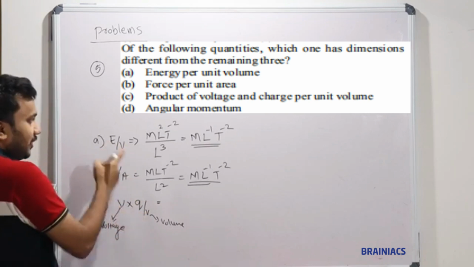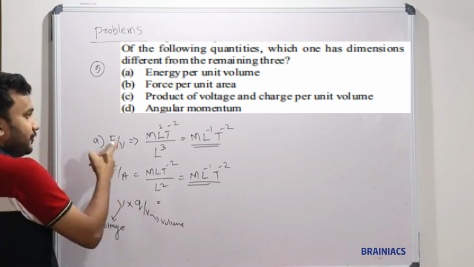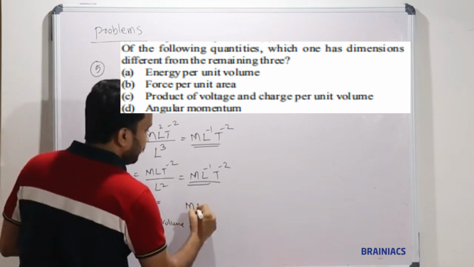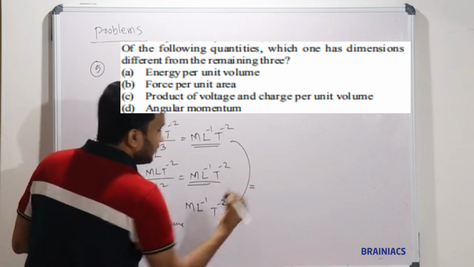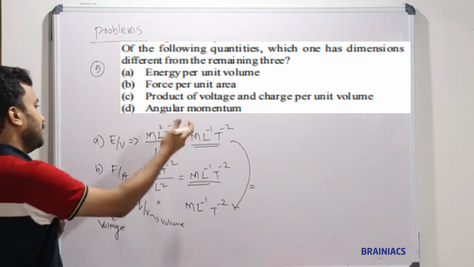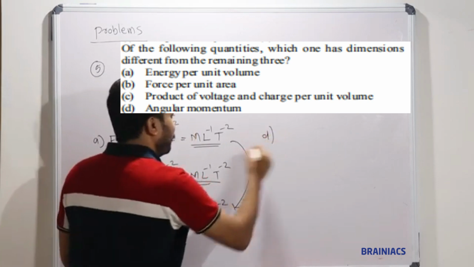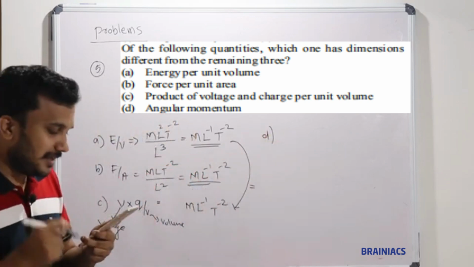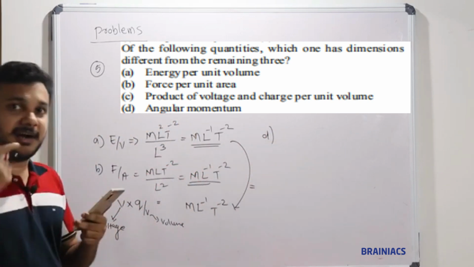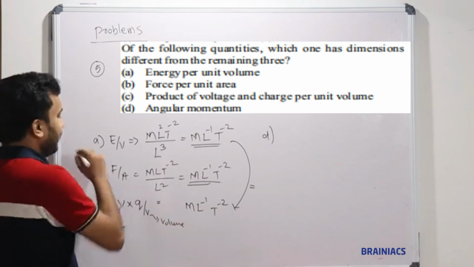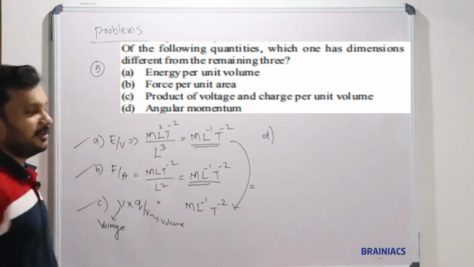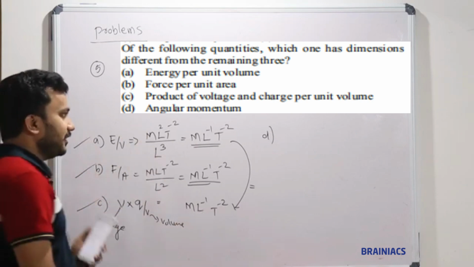So this is similar to the first one. The same dimension formula, ML power minus 1 T power minus 2. These both are the same, so all three will be the same. Definitely the fourth one will be different, right? They're asking which one is different from the remaining three. So definitely the fourth one will be the answer, but still we can solve.